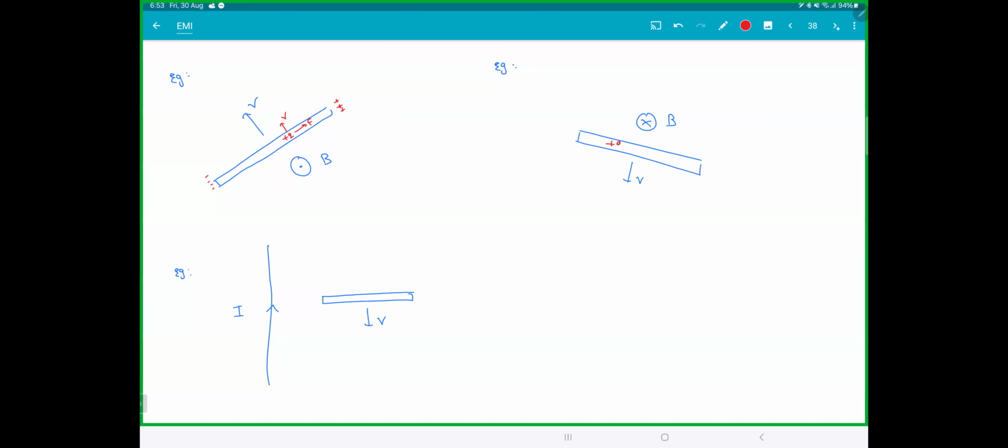Here, assume a positive charge Q. This is the velocity. B is inside. So V cross B, force is this way, meaning positive charge will accumulate here, negative charge will accumulate here. You just assume there's a positive charge, see whichever way it goes is a positive terminal.